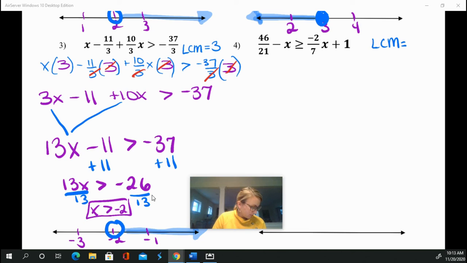All right, last one here. So we want to find the least common multiple of the denominators. So we have 21 and 7. So 21 is a multiple of 7. So we want to use 21 as our least common multiple. Remember that trick, check the larger number and see if that's a multiple of the rest of the denominators. And if it is, then you don't need to look any further.